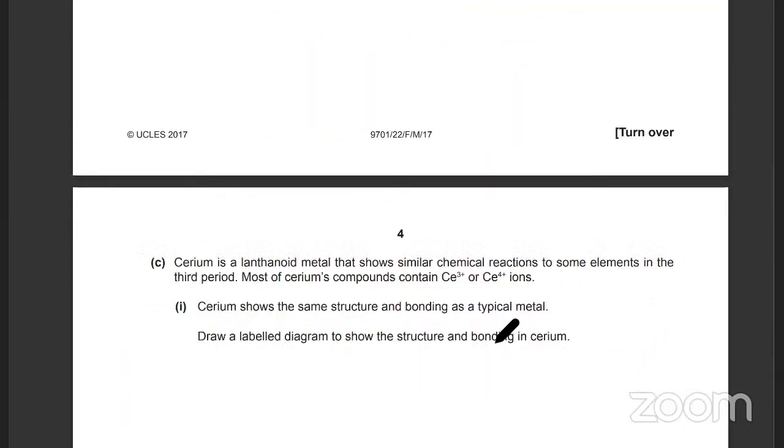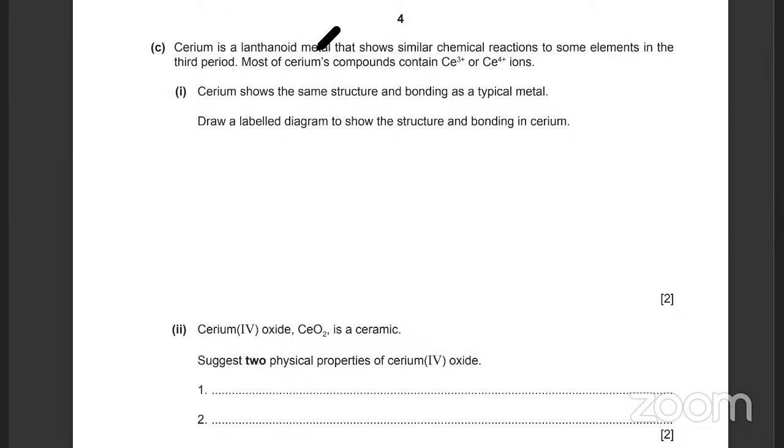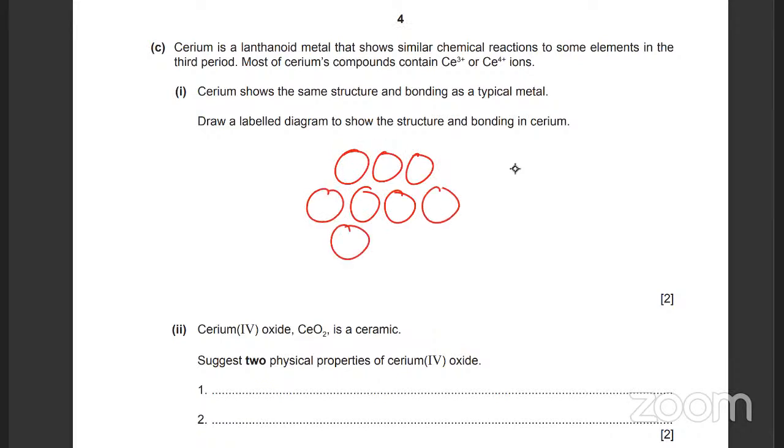Okay. So this one, cerium is a lanthanoid metal that shows similar chemical reactions to some elements in the third period. Most of cerium's compounds contain Ce3+ and Ce4+ ions. So it shows the same bonding as a typical metal. Draw a labelled diagram to show that bonding. So what is metallic bonding? Metal atoms, draw them close together, just like O levels, and they will all have, there'll be positive ions because metals lose electrons.